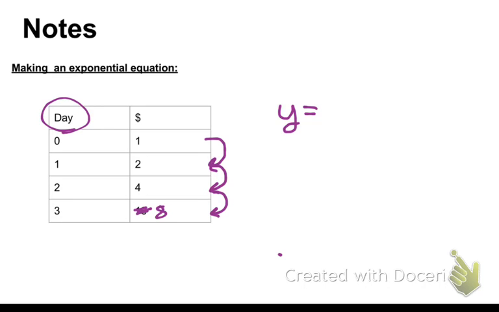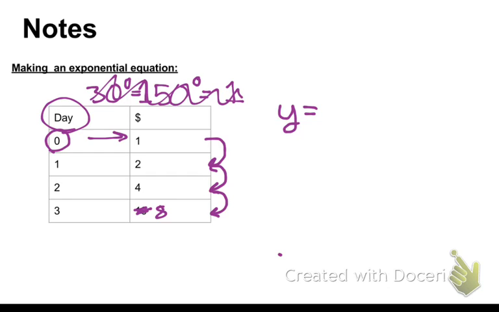Now, something to remember is that any number to the 0th power equals 1. All right? That's something that you have to remember. So if I had 50 to the 0th power, it would equal 1. If I have 30 to the 0th power, it also equals 1. Okay? Everything to the 0th power equals 1. We'll talk more about why that works at a different time.